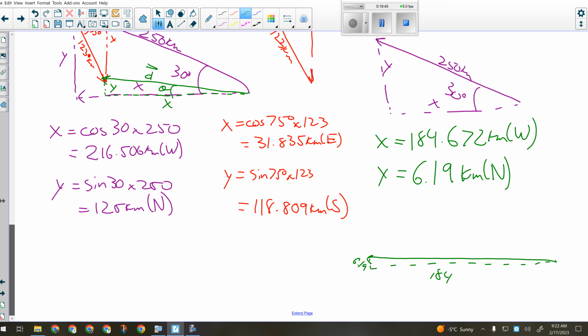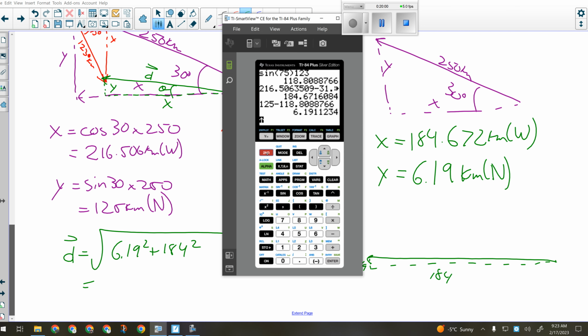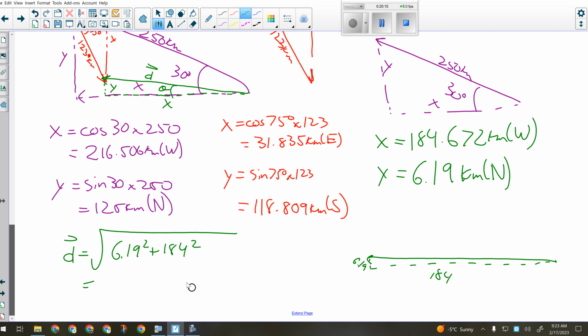All right, so now that I've got the parts of that resultant's triangle, now I can find my displacement's magnitude. So that'll be 6.19 squared plus 184 squared, obviously with all the decimals in your calculator, not the shortcut that I just did. Okay, so I get 184.78.